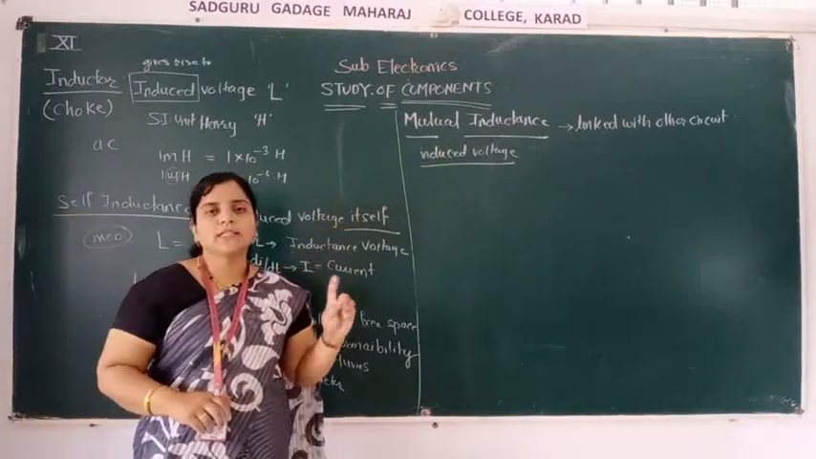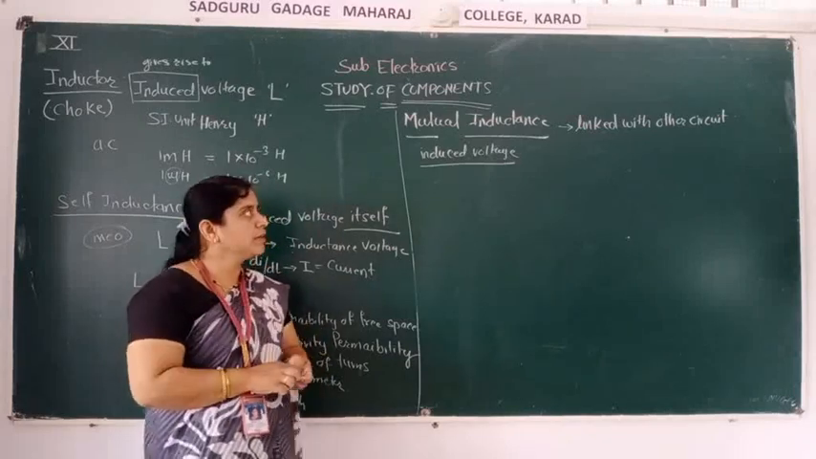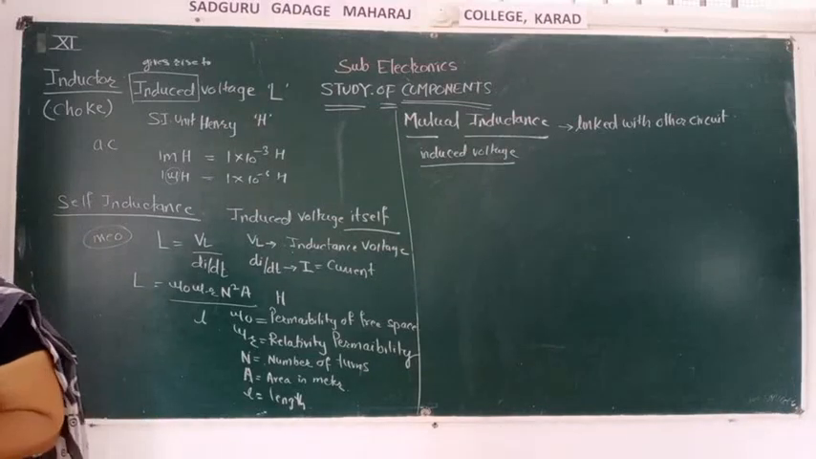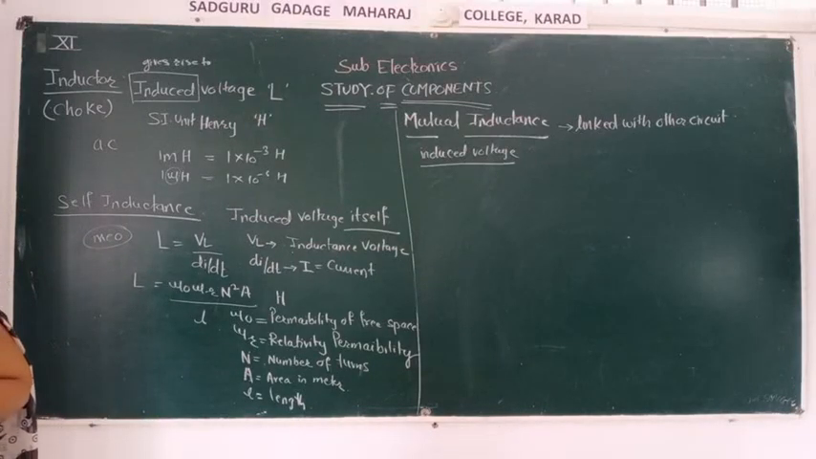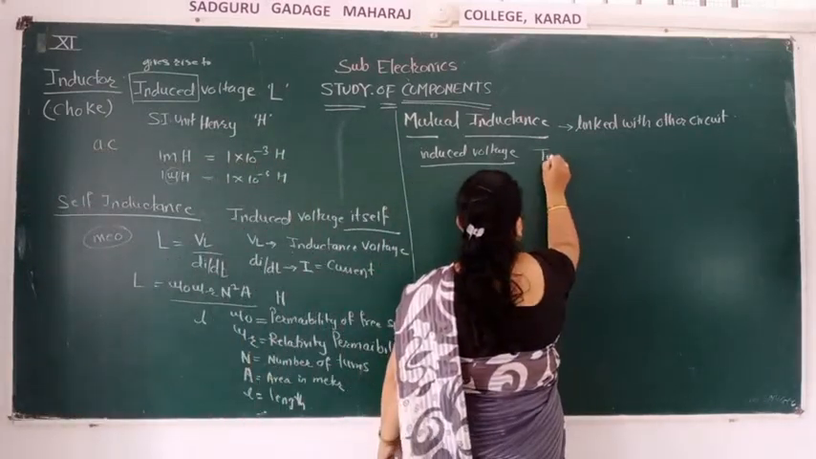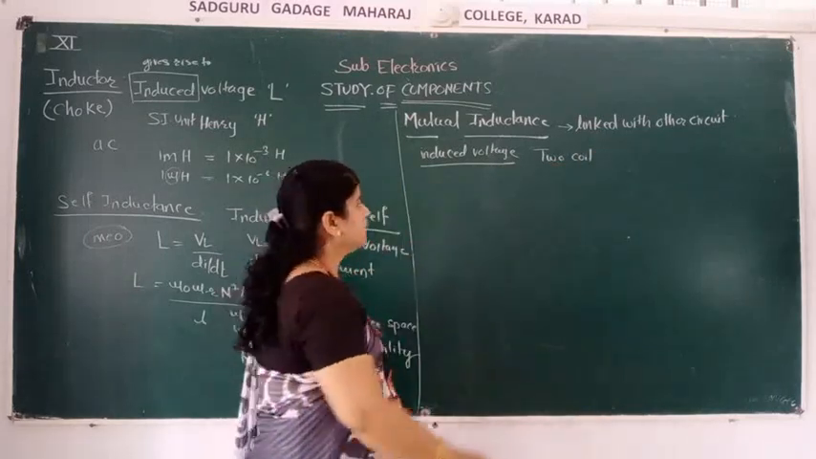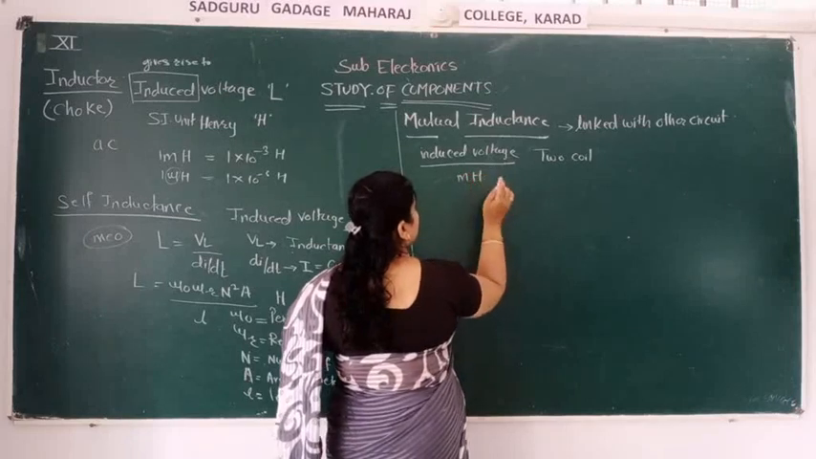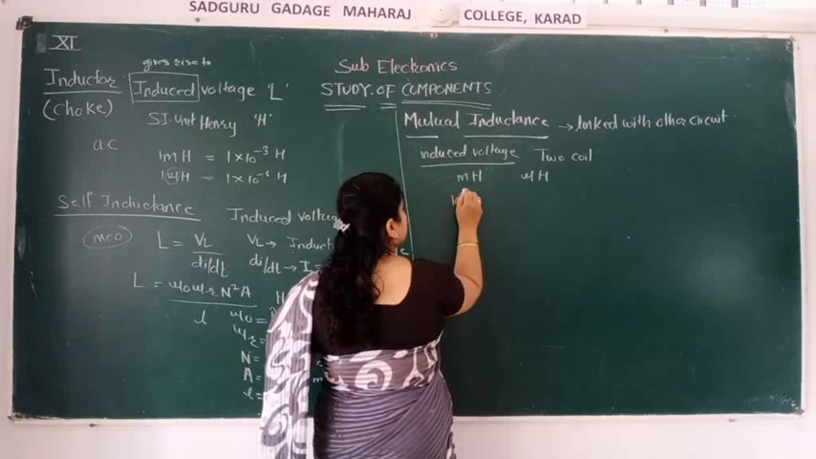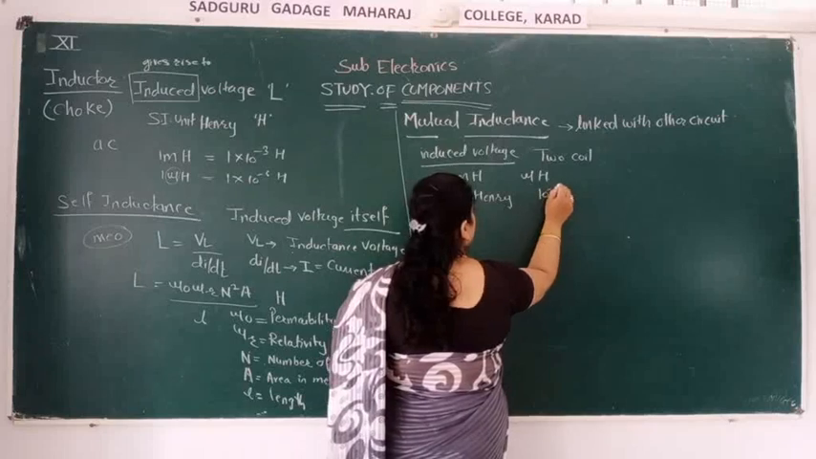Self means itself, but mutual means it does not happen by itself; you have to give another circuit for the induction. Okay, then the induced voltage is called the mutual inductance. Two coils are used here for the mutual inductance. It can be measured in mH and μH. m means 10⁻³ Henry, and μ means 10⁻⁶ Henry.